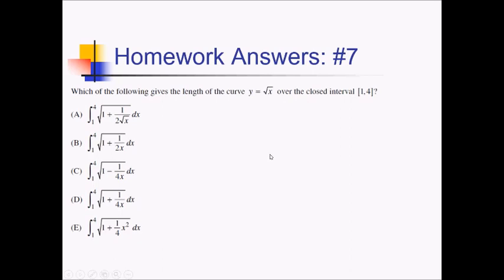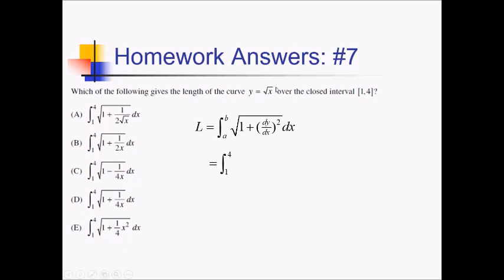For this one, we're trying to find the length of radical x over the interval 1 to 4. And I'm doing this without a calculator. I just have to match one of these answer choices. So my general formula that I'll start with, we have the integral from a to b of the square root of 1 plus (dy/dx) squared dx. So I have the integral from 1 to 4. And now I have the square root of 1 plus, and now the derivative of the square root.